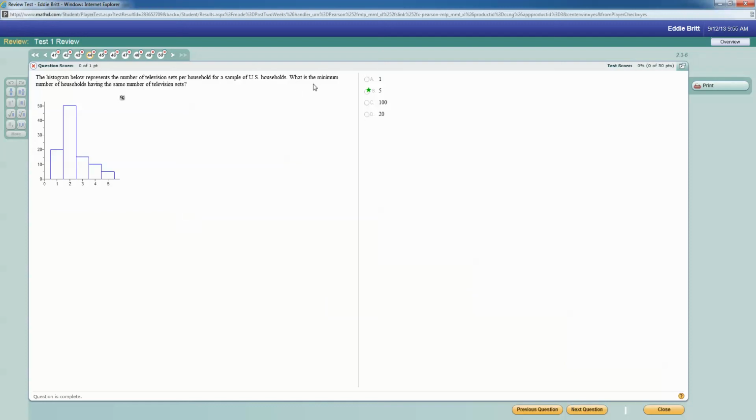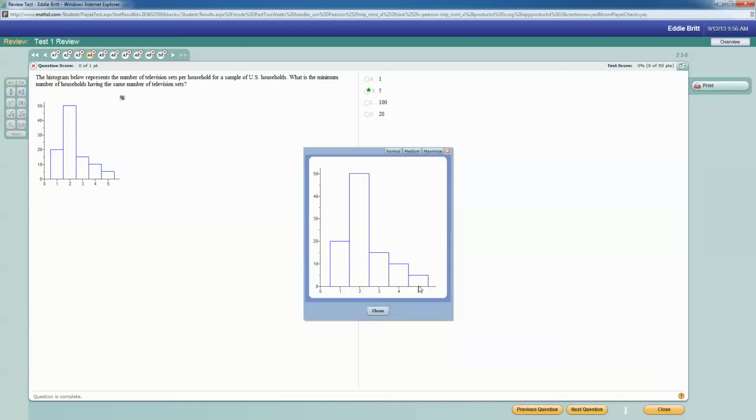Determine the minimum number of households having the same number of television sets. So which one of these is the smallest? Right here. And follow that over right here. That's 0 and that's 10. Halfway is 5. So the answer of 5 has nothing to do with the 5 on the horizontal axis. It's because at the smallest bar, if we trace that over to the y-axis, or the vertical axis, we get 5.